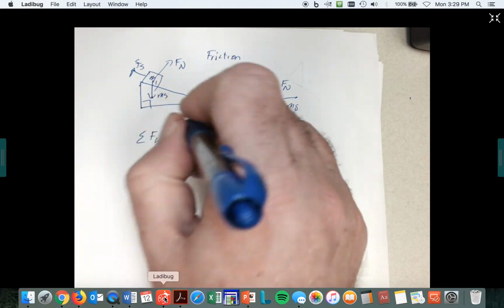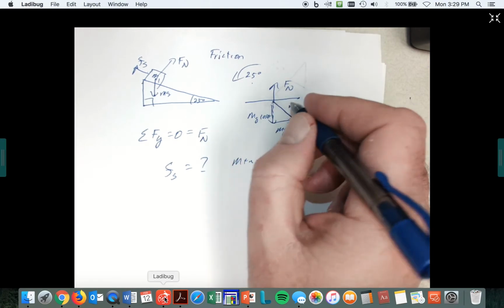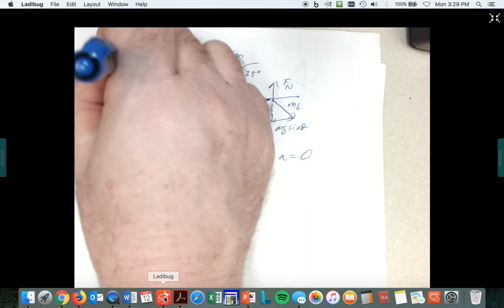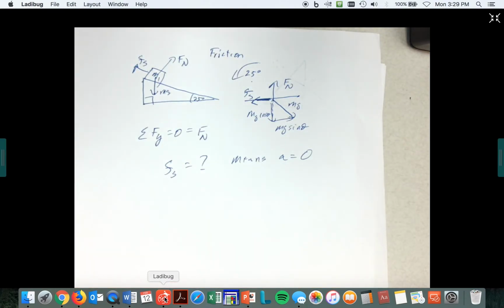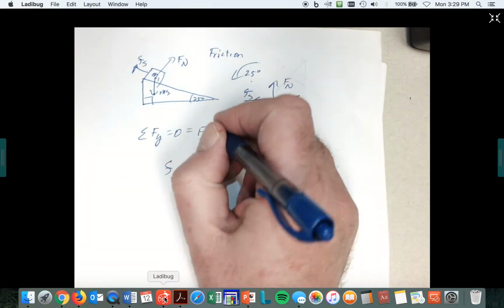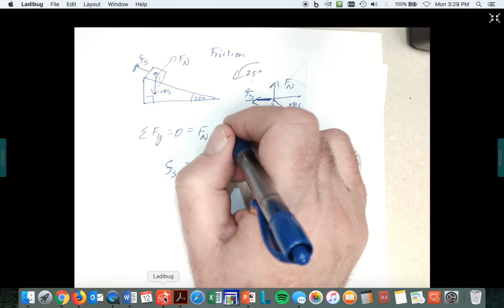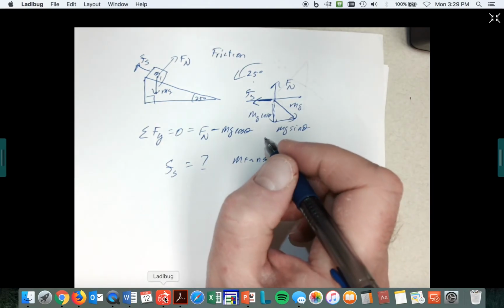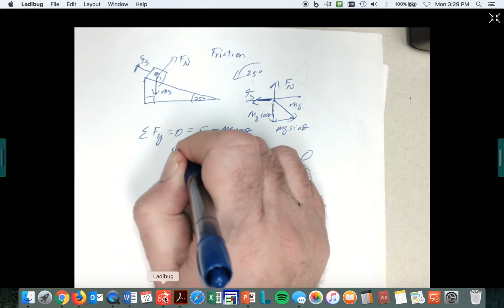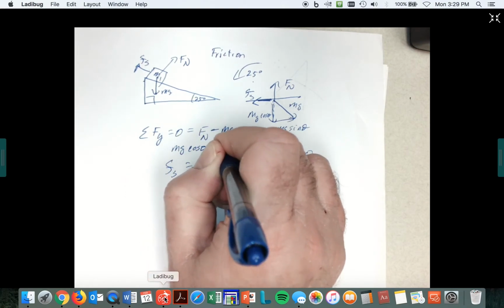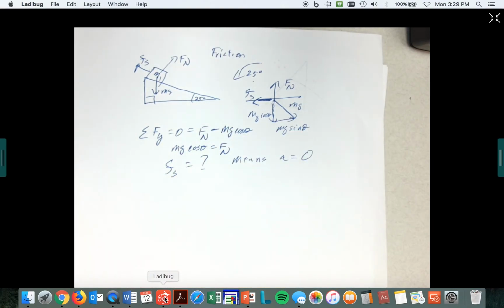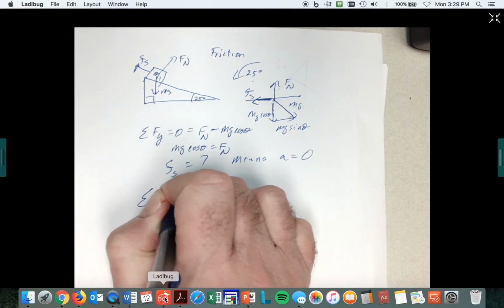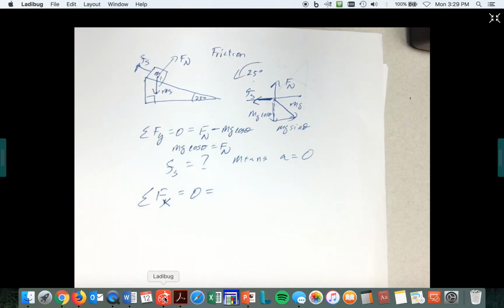So we look at the sum of the forces in the y direction. Then we've got this static frictional force going this way, parallel to the incline. So what does F of S equal? Well, the sum of the forces in the y direction is equal to Fn minus mg cosine theta. So mg cosine theta is equal to the normal force. Now, the sum of the forces in the x direction is equal to 0 too, because it's not moving. It's static friction.